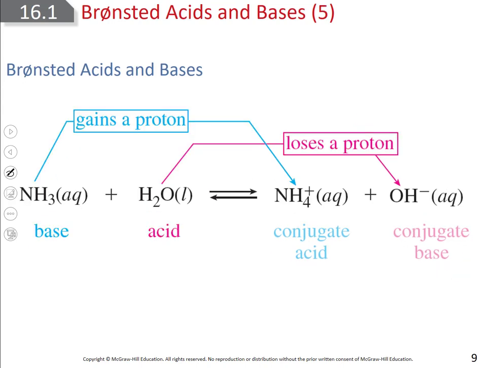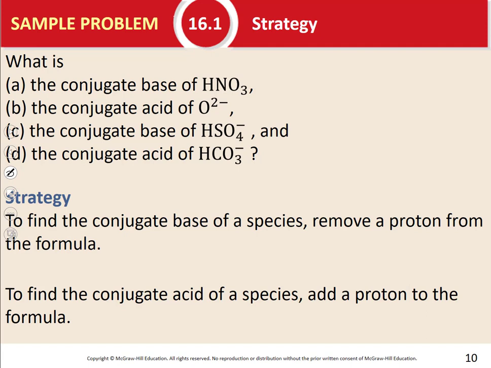And we can have the same thing for a base, like ammonia here. Our base turns into a conjugate acid. Our acid turns into a conjugate base. So let's try out some examples. First of all, just determining what is the conjugate acid and conjugate base. So we're just adding hydrogens and removing hydrogens here.